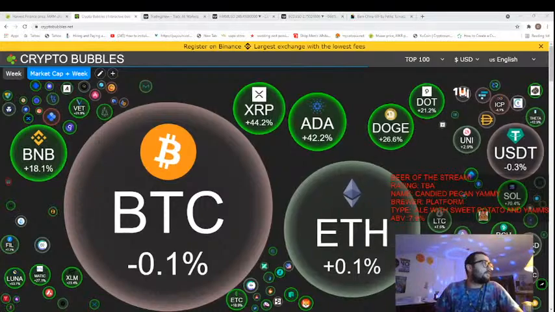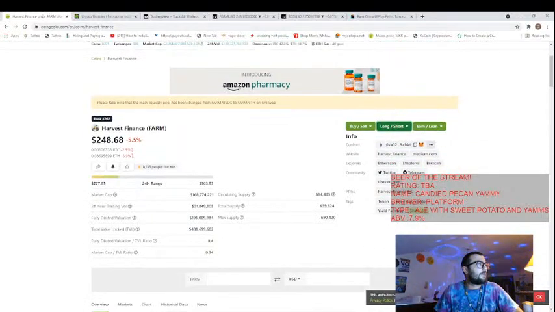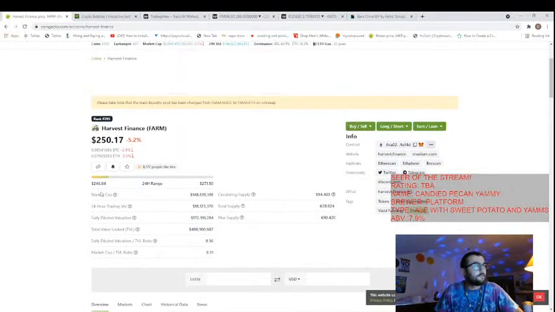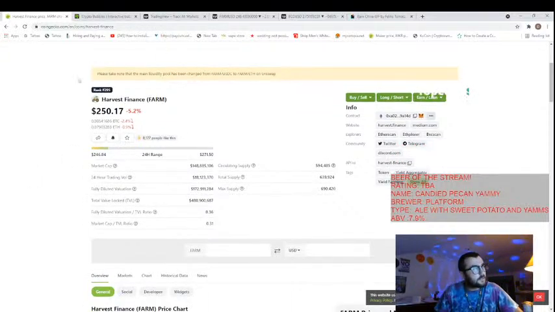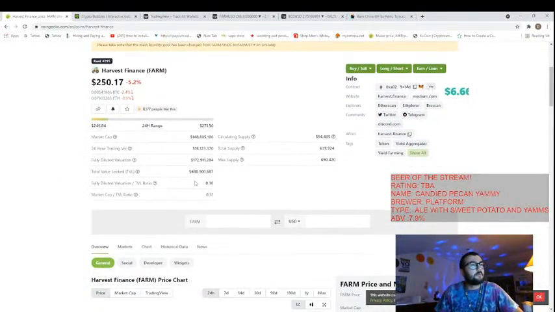So, let's check out Farm over at CoinGecko and see what's going on there. We got Farm. Well, let's refresh the page here. Farm's coming in at $250.17. It's down 5.2% today. It's not terrible. You know, I kind of jumped in on this because of the tokenomics, and I probably could have gained a better position by waiting just a couple days, but I'm still happy with the position that I got in at.